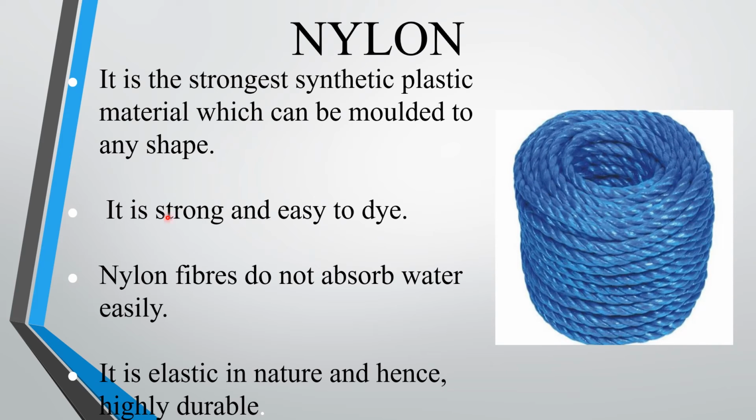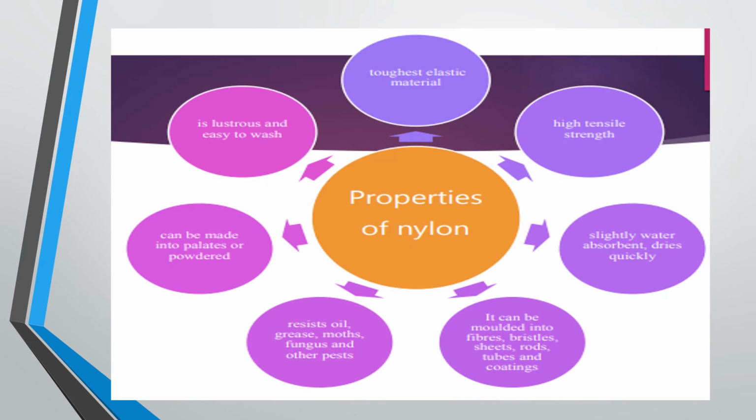polymer, and it is so strong and it can be colored easily. But nylon fibers do not absorb water easily, and hence cleaning the nylon fiber is very easy, and it is elastic in nature and hence highly durable, so that it can be stretched to any level. And apart from this, nylon is also wrinkle resistant, and nylon fibers have a very low resistance to sunlight. That is, they cannot withstand sunlight and the sun's heat.